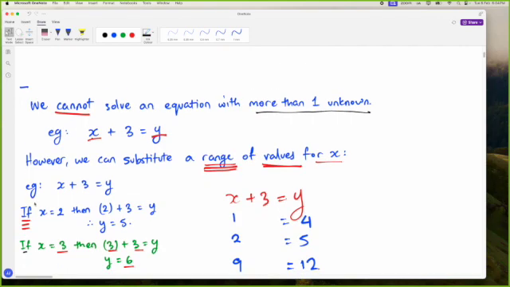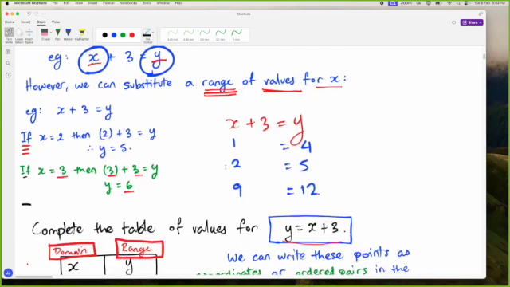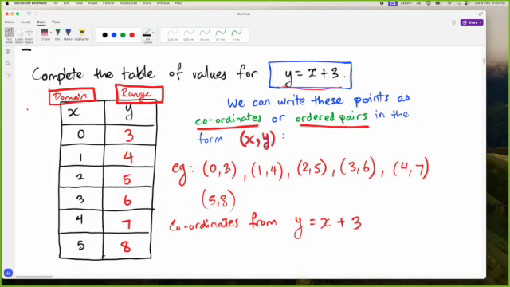But when we have an equation that has more than one unknown, you have an x and a y, right? So you have two unknowns in this equation. We can't solve this equation, but we can find a range of values. So you see how we have the x and the y here. y is equal to x plus 3.